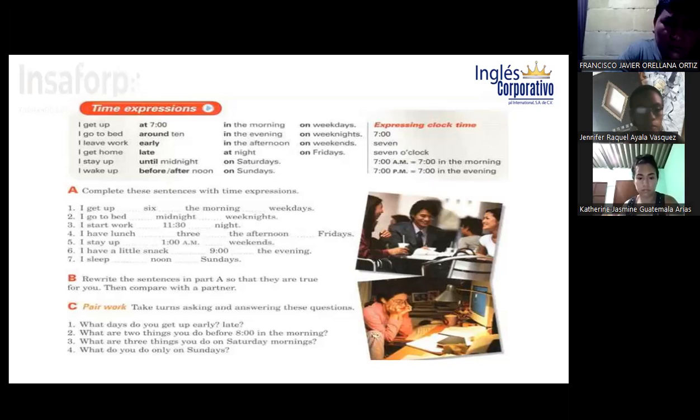What are two things you do before 8 in the morning? Well, first, I have breakfast. And the second one, I brush my teeth and I organize some documents or files in the company. Or I have a meeting with my boss, or I do some activities before that. What are three things you do on Saturday morning? The three things, I wake up early, I clean the house, I cook, I take a shower, I wash my clothes, or I go to the gym, or I go to English class, so we can discuss about that.